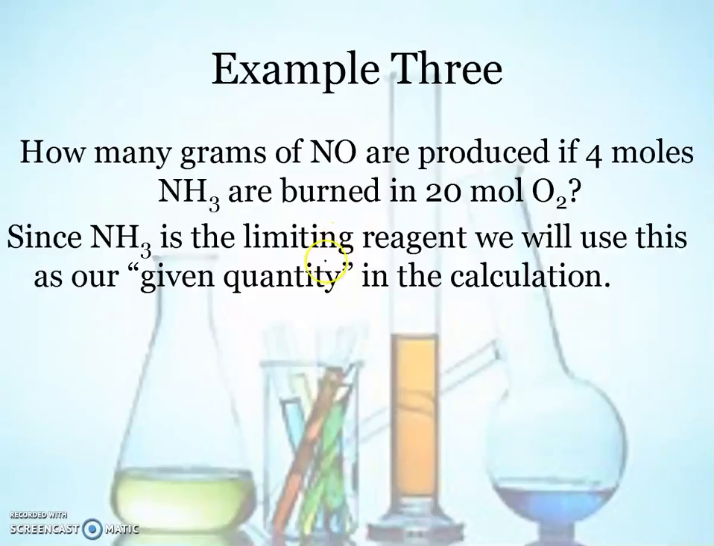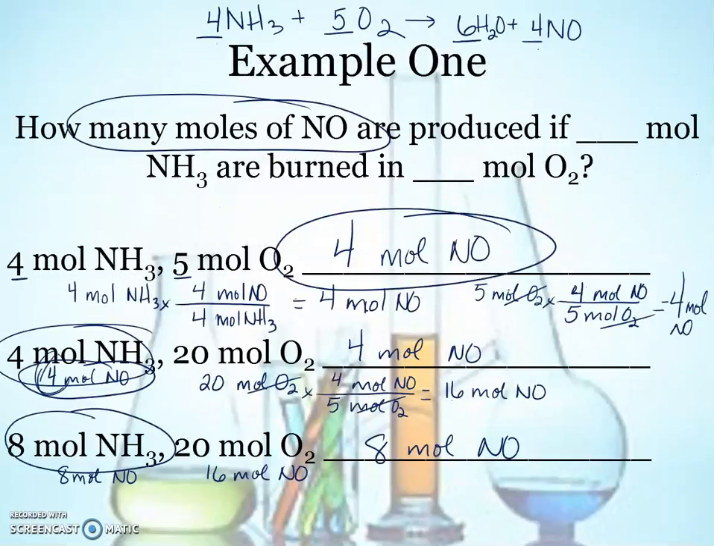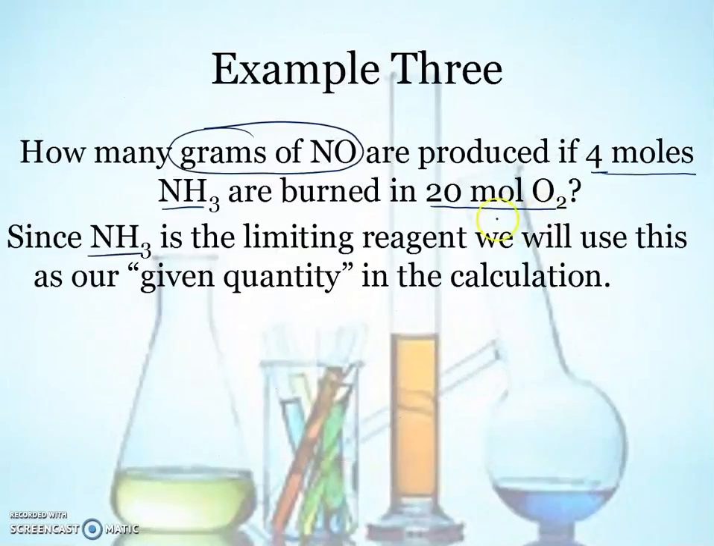All right, so example 3, how many grams, so we're looking for grams of nitrogen monoxide, are produced if 4 moles of NH3 burn with 20 moles of O2? All right, so we know that NH3 is our limiting reagent. Okay, reagent, reactant, same thing. We know that that's our limiting reactant, and we know that because of this side, we did it here. Since that's our limiting reactant, that's the one that's going to run out first. So we're going to use it to determine our final answer. And since NH3 is our limiting reactant, we use it. This one is what we say is in excess. We don't need to worry about it.